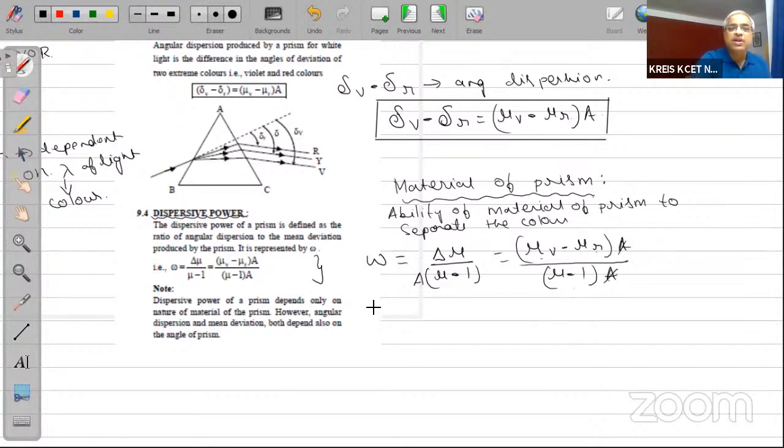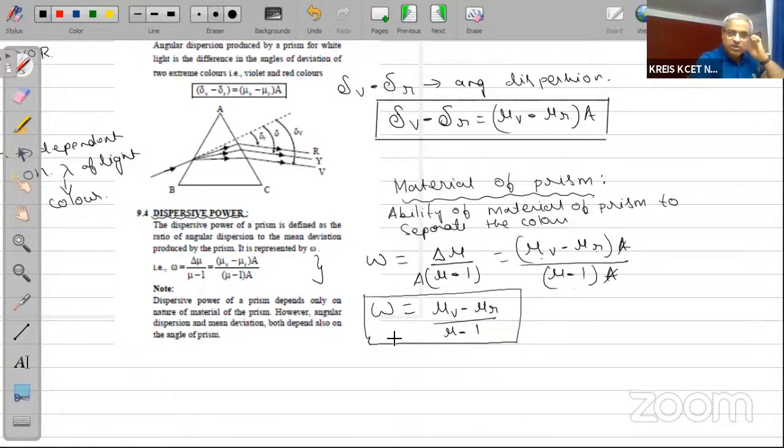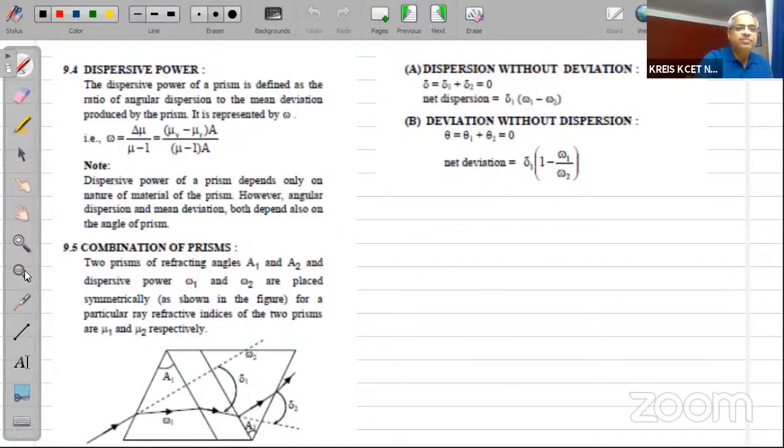A will cancel off, and therefore the dispersive power is always given by mu v minus mu r divided by mu minus 1. Students, this is going to be a very important idea in the case of prisms, how to obtain the dispersive power. All right. Now, with this one, let me go to another idea in prisms, where we will look at the combination of prisms.